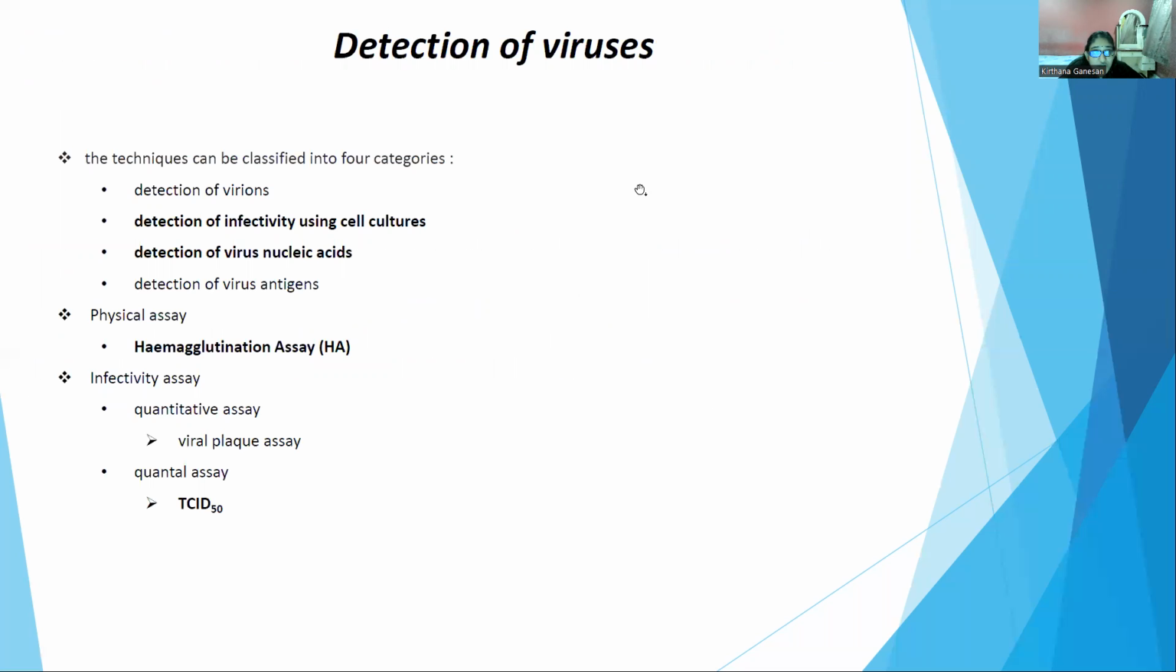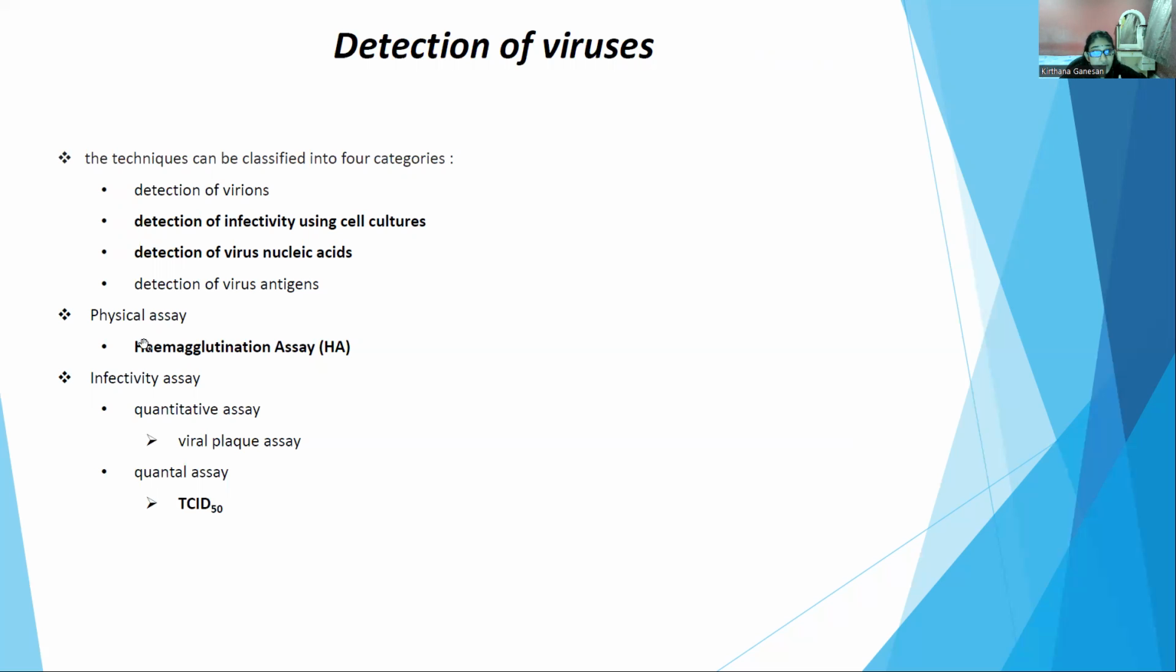The detection of viruses can be done using various techniques, which can be classified into 4 categories: the detection of virions, detection of infectivity using cell cultures, detection of virus nucleic acids, and also the detection of virus antigens. Basically, the detection methods used for viruses in my project are the detection of infectivity using cell cultures and also detection of virus nucleic acids.